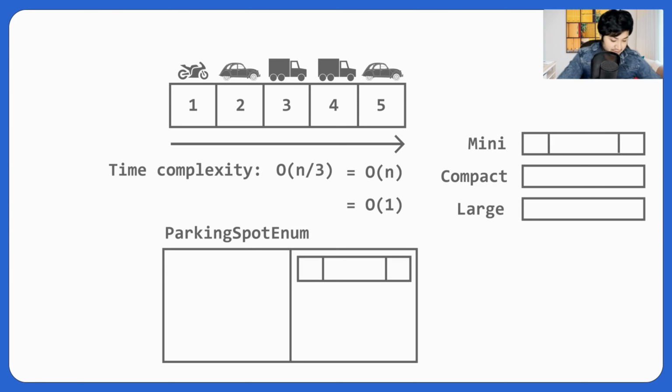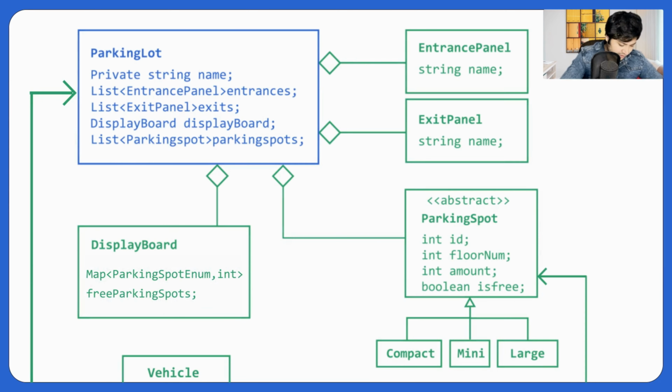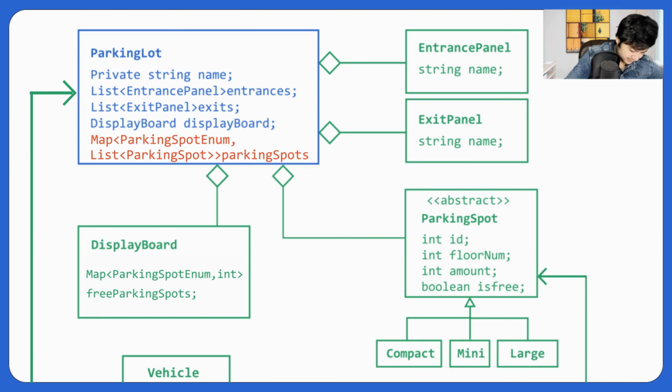So we'll make it a point to keep this list sorted on the basis of floor number and ID. Okay, great. Now since we are not having a list of parking spots, we are having a map of parking spots, let's update the data member. We have a map of parking spot enum and list of parking spots. Okay, great.